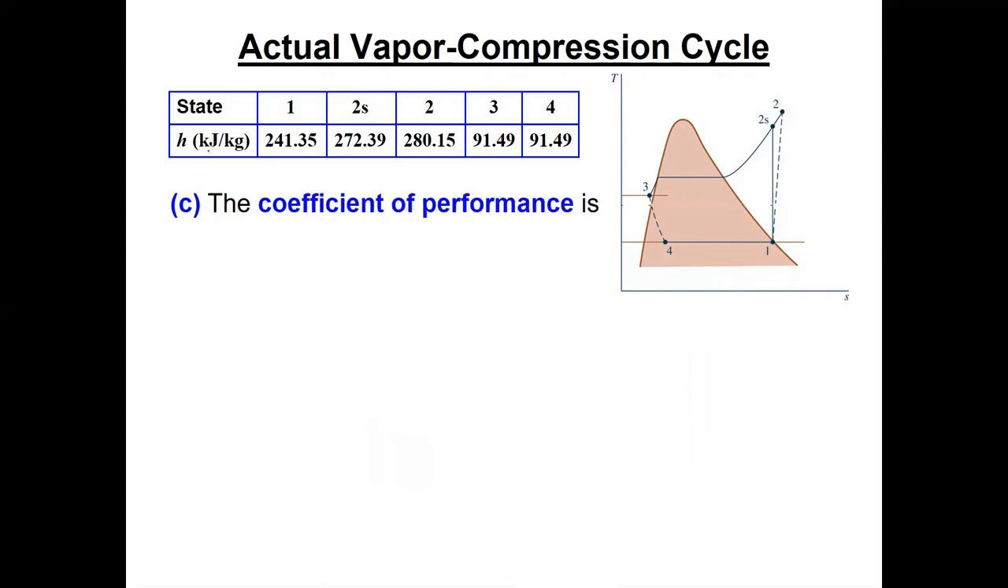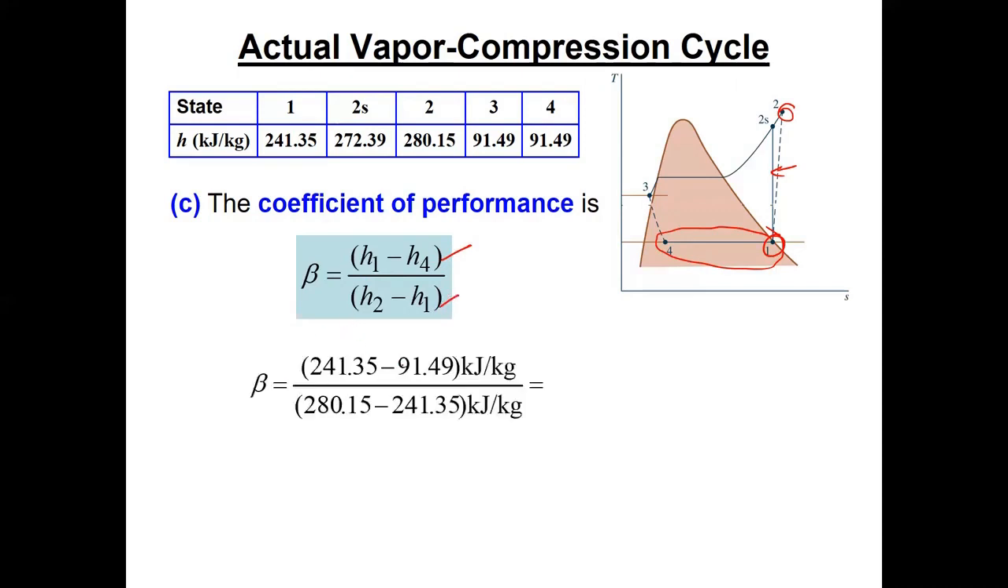Now the COP. The COP, as we have discussed before, is simply the desired output, which is the cooling here, h1 minus h4, divided by the required input, which is the work input that we need to provide, h2 minus h1. So it's h1 minus h4, the refrigeration capacity, divided by h2 minus h1, the work input. Again, we have all the values, just a matter of substituting them, and we get a value of 3.86, which is a reasonably good COP for a refrigeration system. As you notice, this value is greater than 1. The beta is always greater than 1.